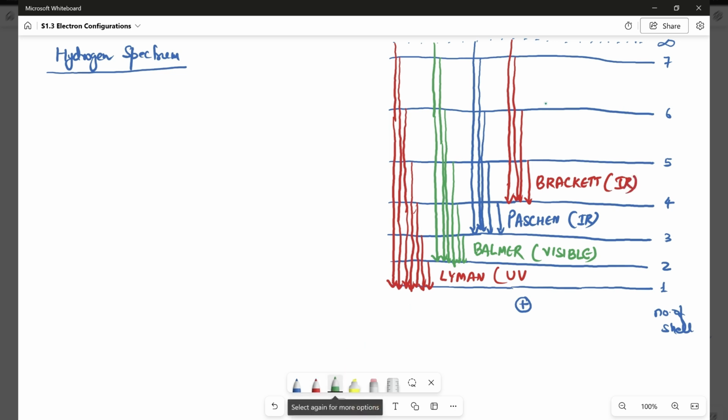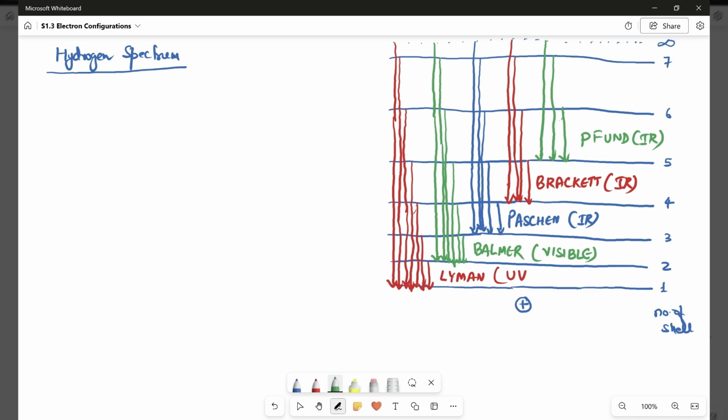And let's say if an electron jumps from infinity to energy level 5, or 7 to 5, or 6 to 5, it releases a packet of light. It's called the Pfund series. Again, this is an IR radiation, right?